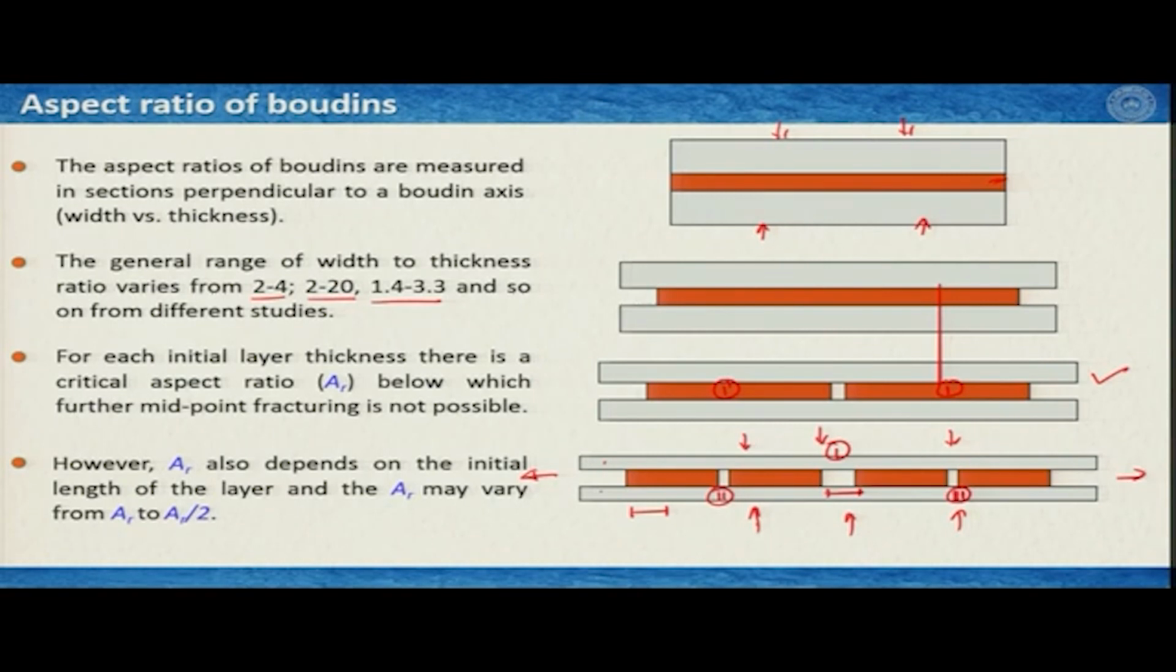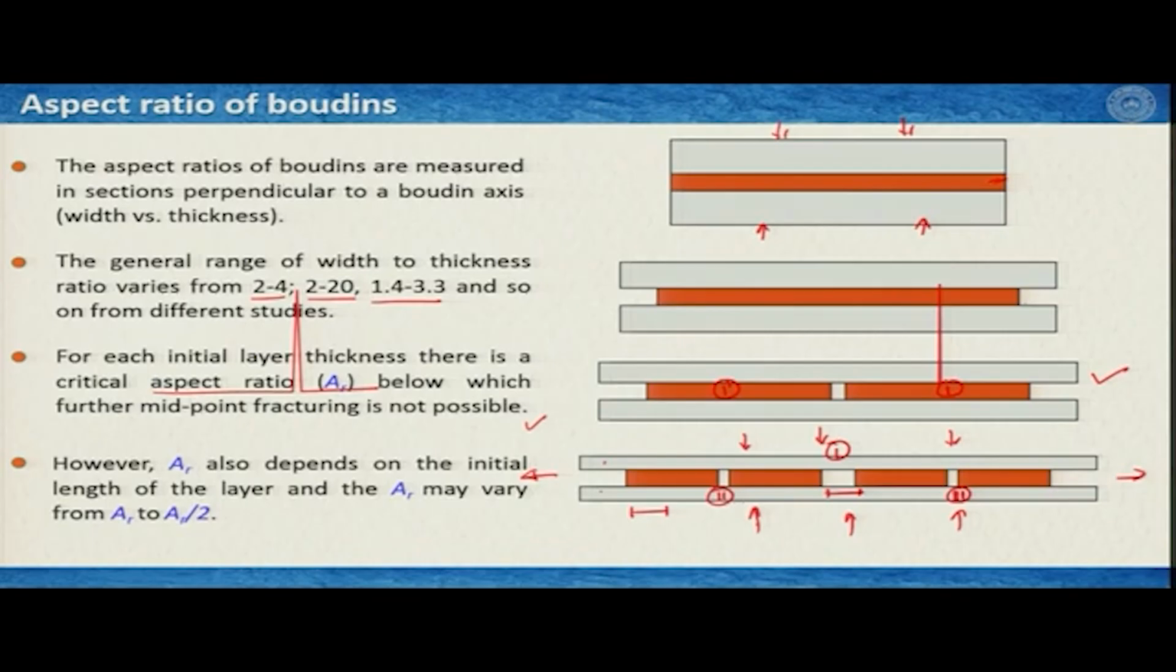Now, the question comes, what would be the final aspect ratio? The final aspect ratio, which is obtained after these processes of midpoint fracturing, is a function of its initial length, and this becomes clear if we consider an example. You can imagine that the critical aspect ratio, for example, would be 2. Now, what is the critical aspect ratio here? There is always a critical aspect ratio below which further midpoint fracturing is not possible. That means the boudinage process for that particular layer is finished for this particular deformation.